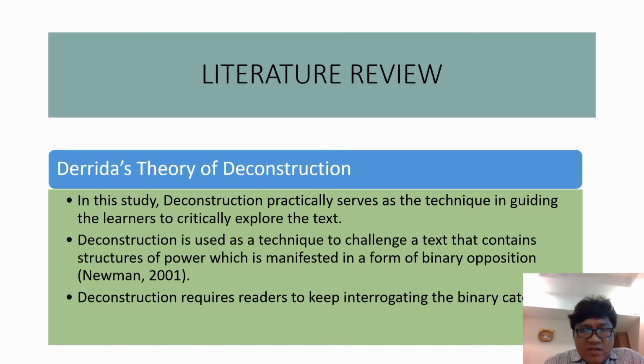Deconstruction is used as a technique to challenge a text that contains structures of power, which is manifested in a form of binary opposition. So analyzing the existence of binary opposition in a text is the key in this deconstruction theory. Deconstruction requires readers to keep interrogating the binary category. So meaning is deduced by interpreting what the deconstruction means.